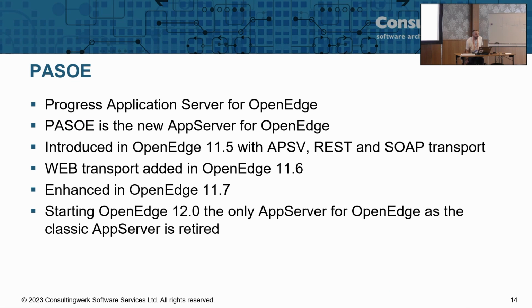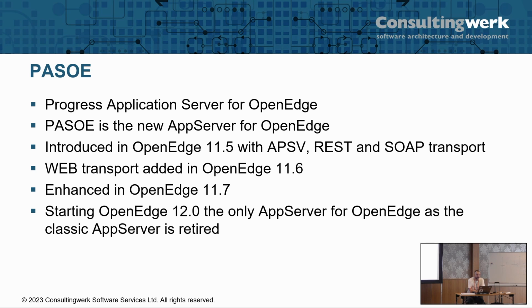Right, the PASOE. It's the Progress Application Server for OpenEdge. It was first introduced in OpenEdge 11.5. It has a number of protocols. First of all, APSV over HTTP, your normal app server protocol, but then over HTTP. And REST and SOAP.